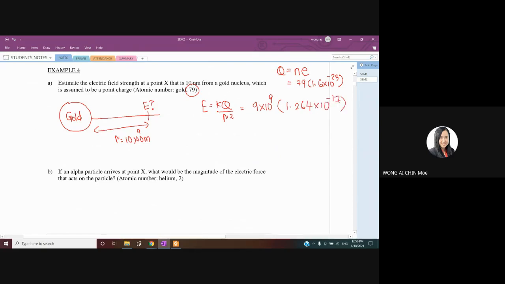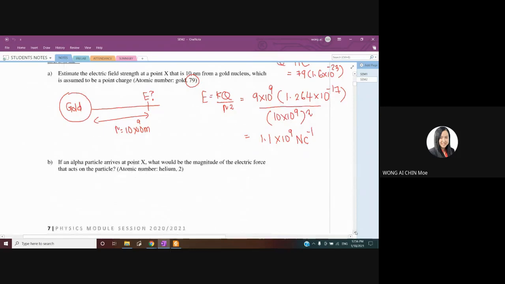Over 10 nano, and remember to square it. The electric field strength that you get is 1.1 times 10 to the power of 9 newtons per coulomb. You may pause your video if you haven't calculated yet, so you can pause the video to do the calculation first. Okay, next one.